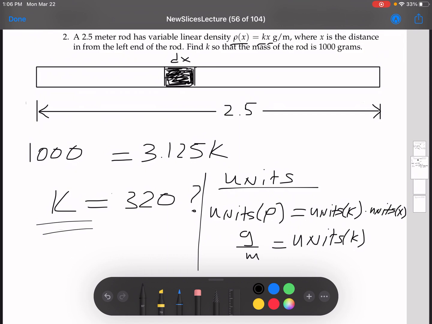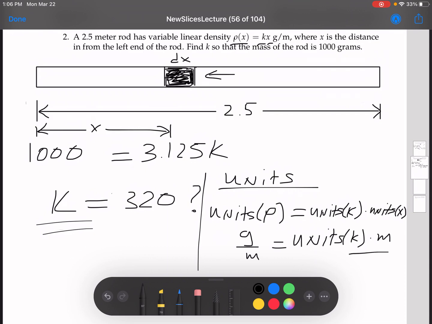Now the units for x, what are those? Remember, this rod is a 2.5 meter rod. So the units, remember x is this distance here, right? X is this distance from the left end of the rod to whichever slice that we're at, right? And this is our arbitrary slice here, right? So the units for x is in meters.